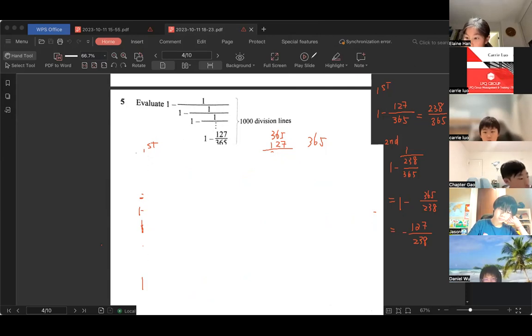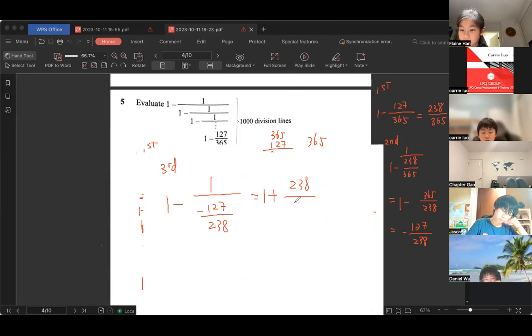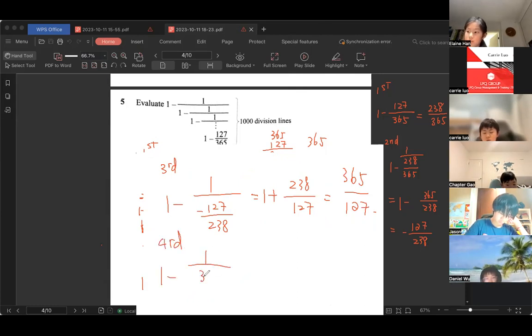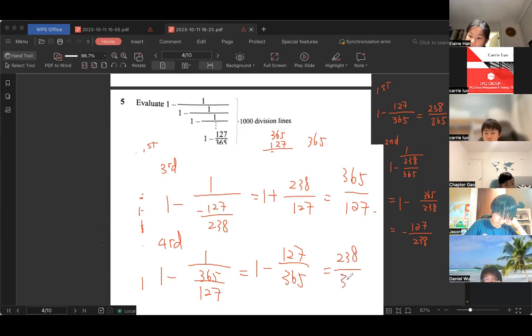So the third one equals 1 minus 1 over negative 127 over 238, equals 1 plus 238 over 127, equals, again, 127 and 365, correct? Yeah, it's back to 365. So the third is 1 minus 1 over 365 over 127. So you can see it's back to 1 minus 127 over 365. Back to the first one, equals 238 over 365.